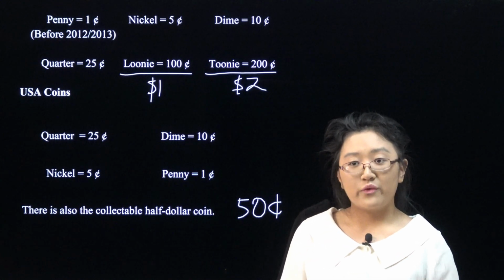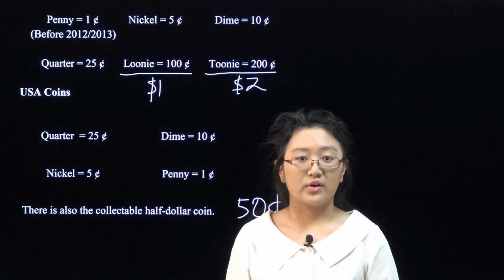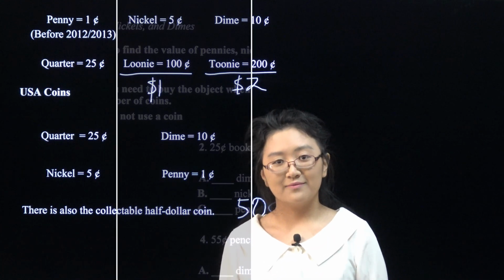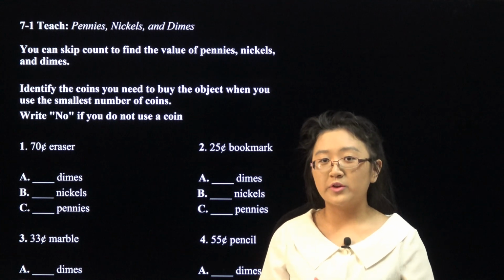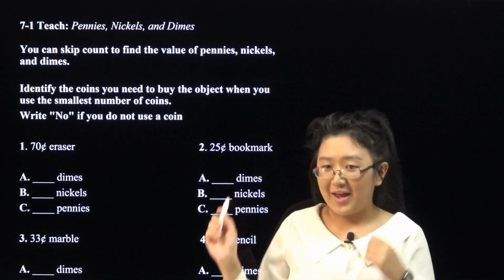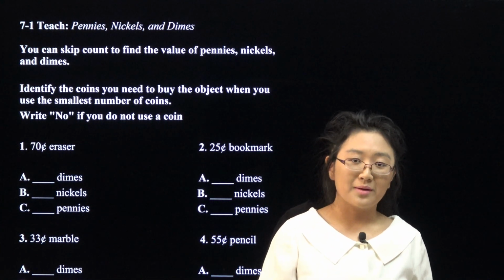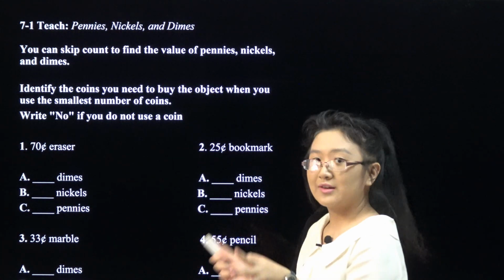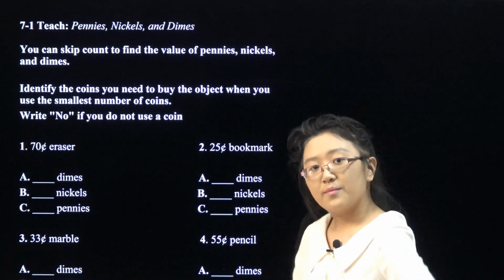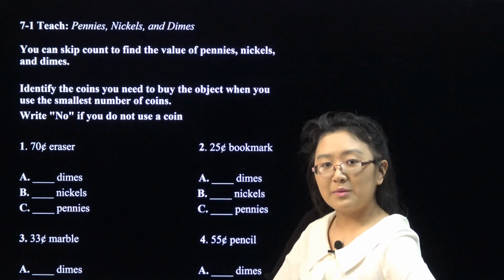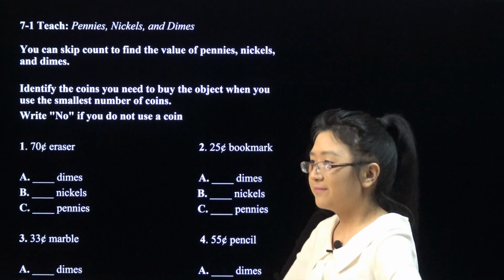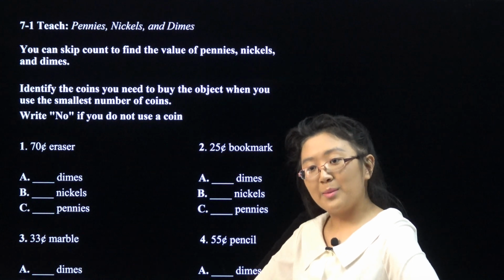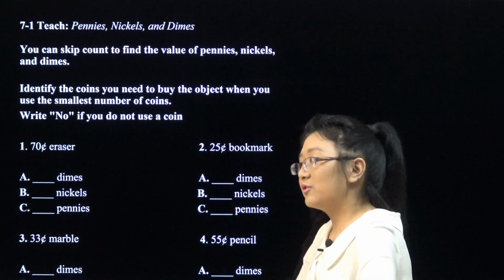But that's it for a crash course on different types of coins. Now let's move on to how to use those coins. First, we're going to work on the 3 smallest coins: pennies, nickels, and dimes. You can skip count to find the value of pennies, nickels, and dimes, which is, how many pennies, nickels, and dimes do I need? You can skip count to find that. At least in grade 2, you can skip count. We will teach you a method in grade 3 on how not to use skip counting.